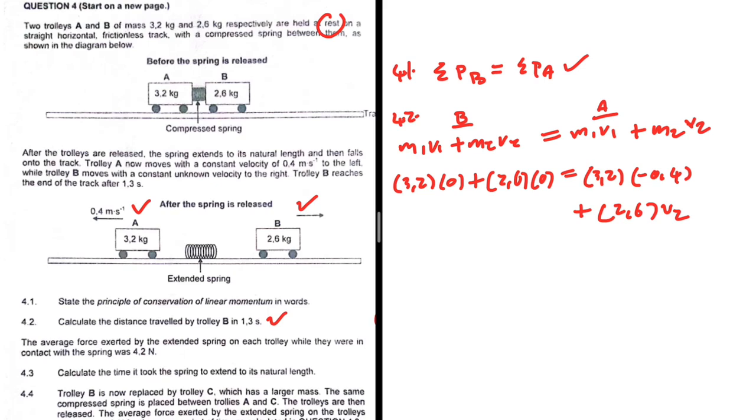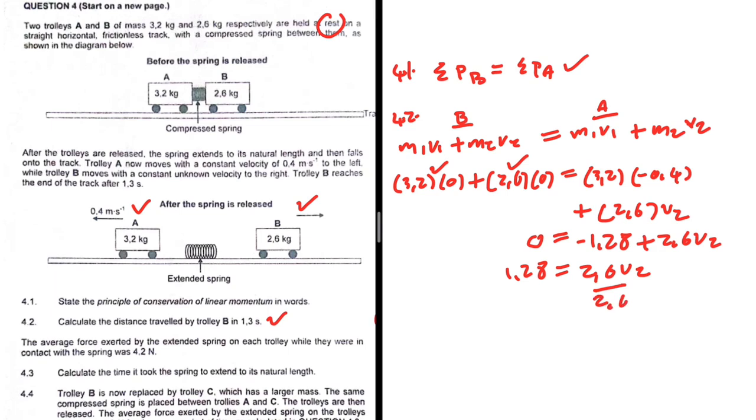On the left hand side, obviously, this gives us 0, and this gives us 0. 0 plus 0 is 0. There's no other alternative. And then on the right hand side, 3.2 multiplied by minus 0.4, that is minus 1.28, plus 2.6 V2. It should be obvious what we need to do in this case. 1.28 is equal to 2.6 V2. We didn't take 1.28 to the left hand side. We added 1.28 to both sides. We cannot take things across in math. But anyway, let's carry on.